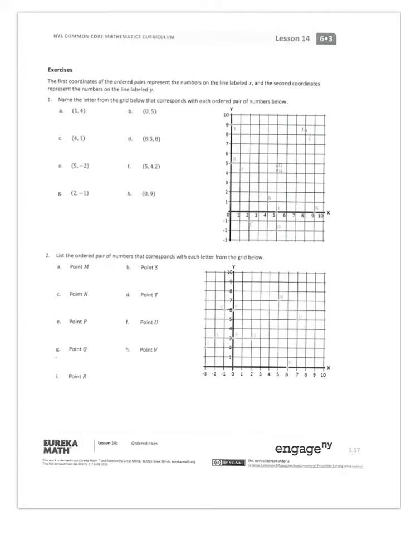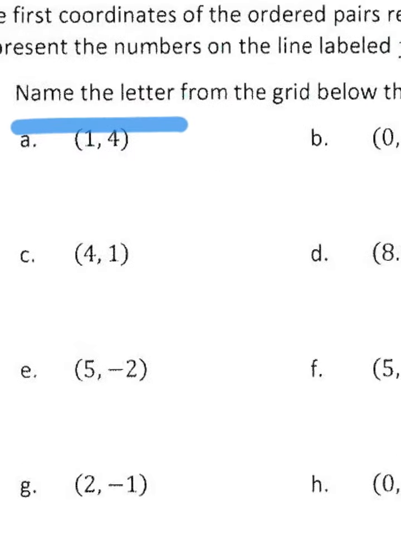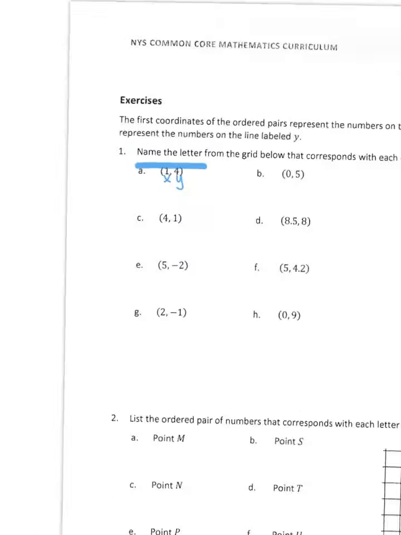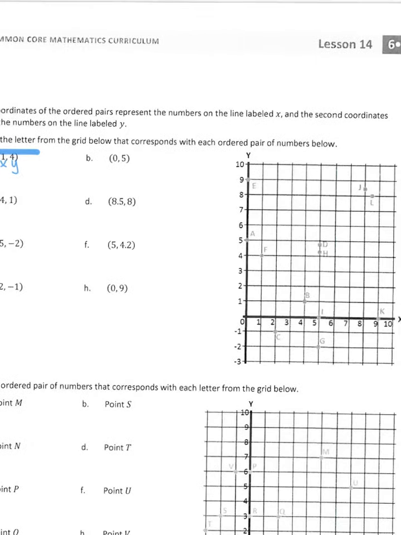Okay, we're going to work on number 1, letter A, which has (1, 4). The 1 stands for the X, and the 4 stands for the Y-axis. Now we're going to go to our grid and look for that point. I'm going to go over 1 unit on the X-axis, and then I'm going to go up 4 units, 1, 2, 3, 4 units on the Y-axis, and that gives me letter F.